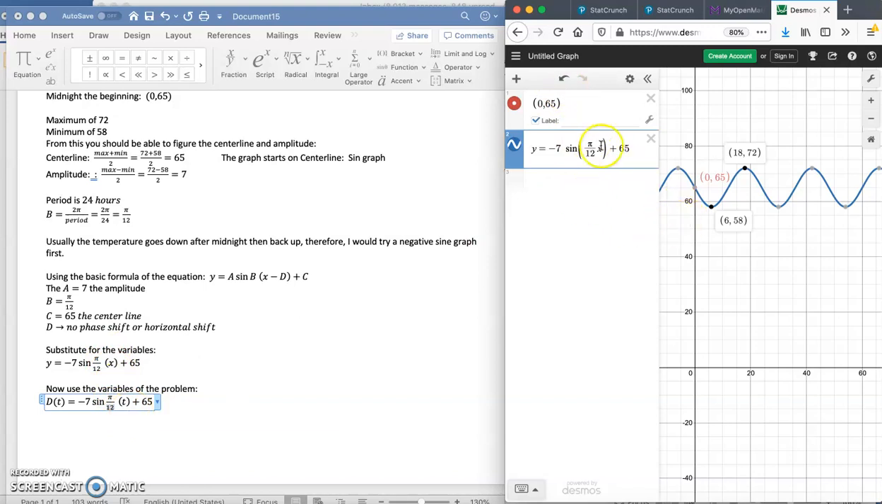I graphed it over here using x and y, and you can see at 0, it's 65, it reaches a minimum of 58 and a maximum of 72. I hope this helps.